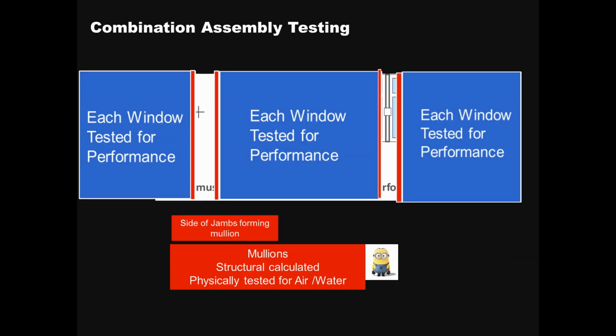So that is a composite mulled window. Now combination window assemblies are a little bit trickier. As you can see, each window has its own tested performance. Then these mullion bars right here are tested, and they're the ones that sandwich these units together. So they test this one, a mullion bar, and this one.